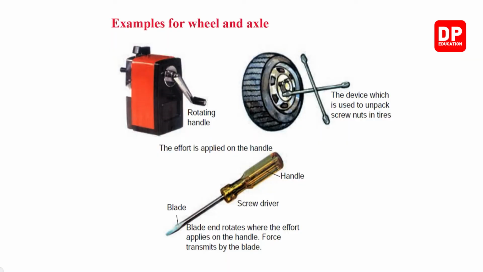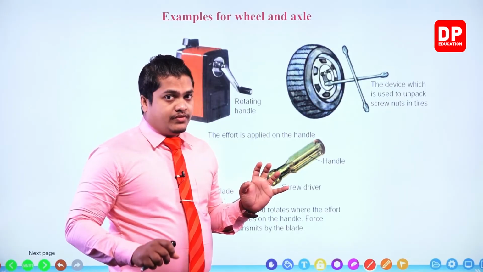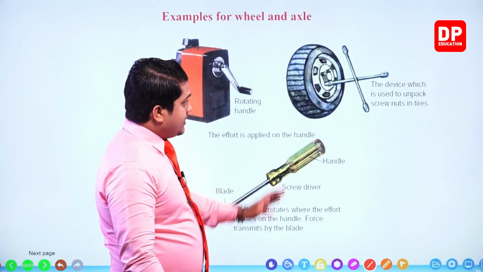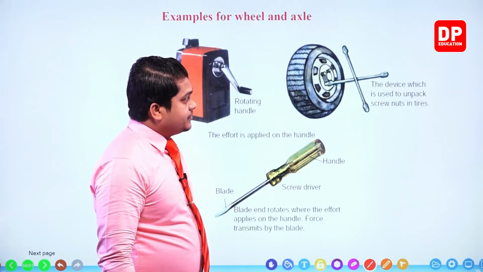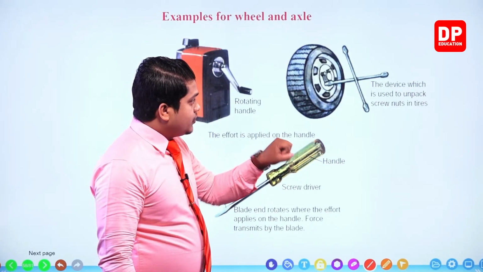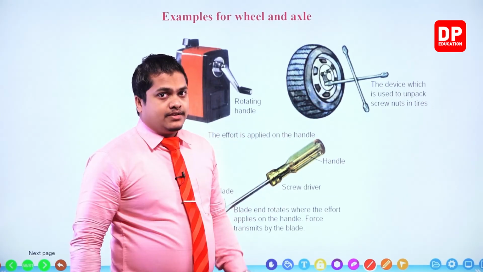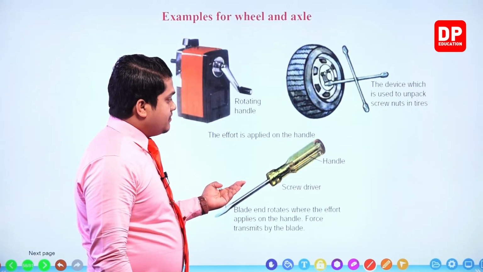So now you are given certain examples for the wheel and axle in our day-to-day life. This rotating handle can be rotated in order to turn a certain thing up and down, and sometimes we utilize this instrument in our day-to-day life. Then here also, when removing nuts, this particular instrument is being used. You insert it into the nut, then you rotate it. In that way we can remove the nuts.